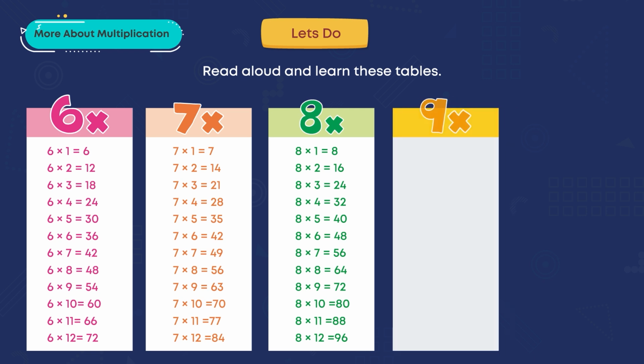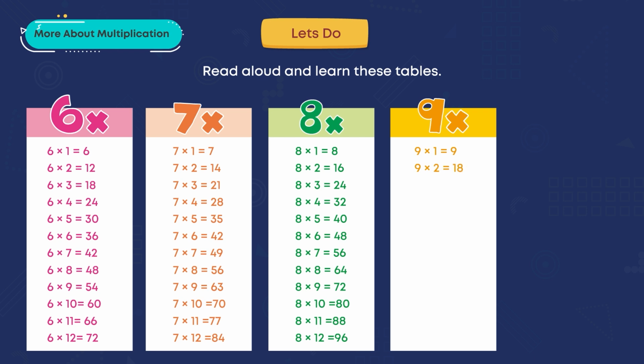Table of 9. 9 times 1 equals 9. 9 times 2 equals 18. 9 times 3 equals 27. 9 times 4 equals 36. 9 times 5 equals 45. 9 times 6 equals 54. 9 times 7 equals 63.